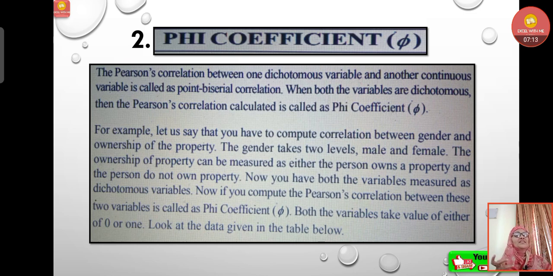For example, let us say that you have to compute the correlation between gender and ownership of property. The gender takes two levels, male and female. The ownership of property can be measured as either the person owns a property or the person does not own property. Again, dichotomous here. Now you have both the variables measured as dichotomous variables. Now if you compute the Pearson's correlation between these two variables, it is called the phi coefficient. Both the variables take a value of either 0 or 1. Look at the data given in the table below here.